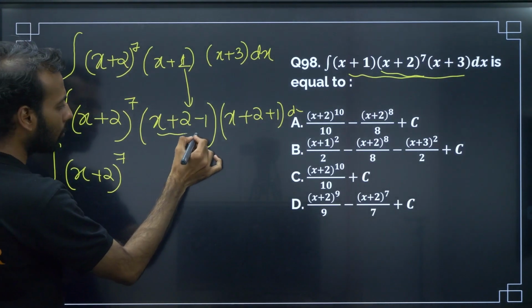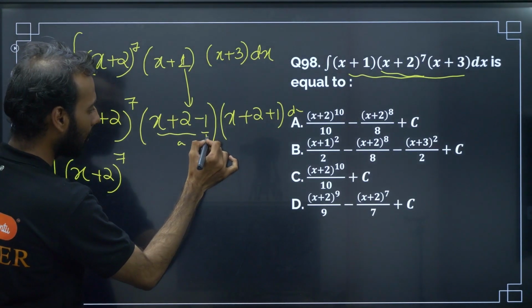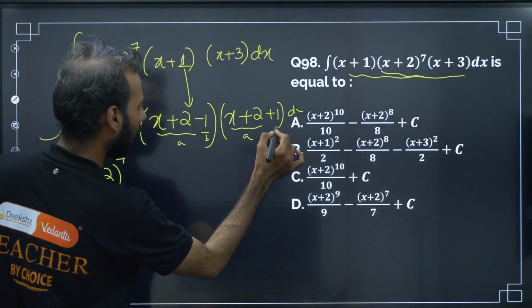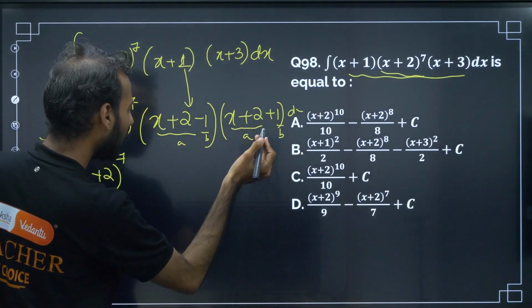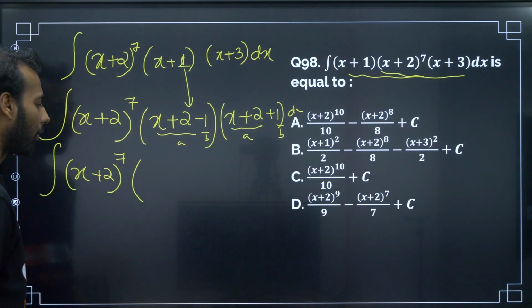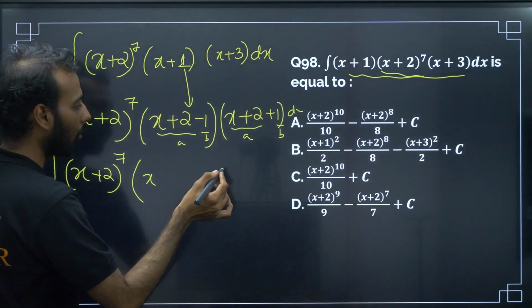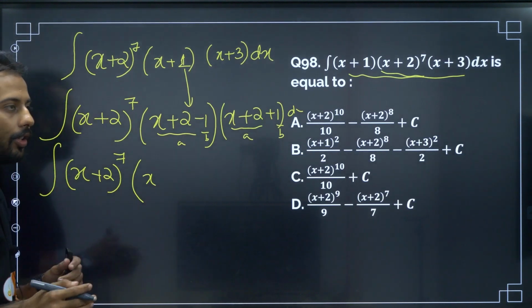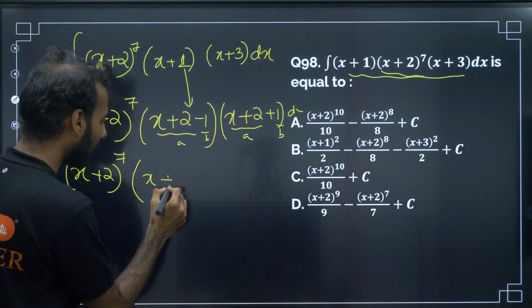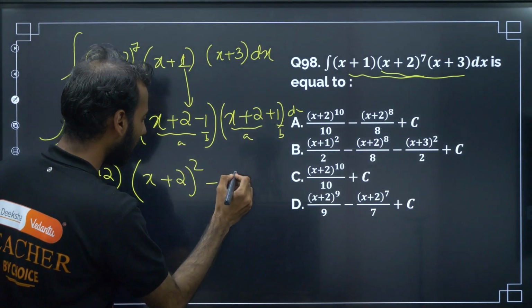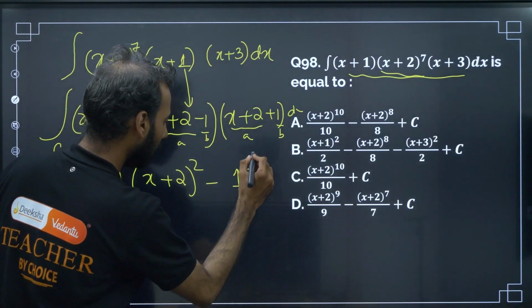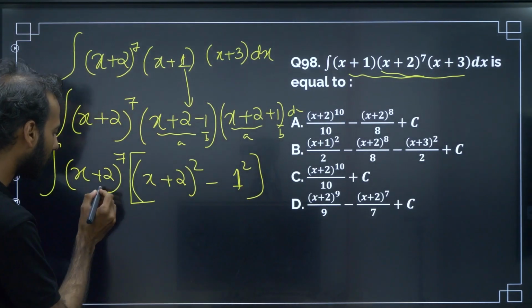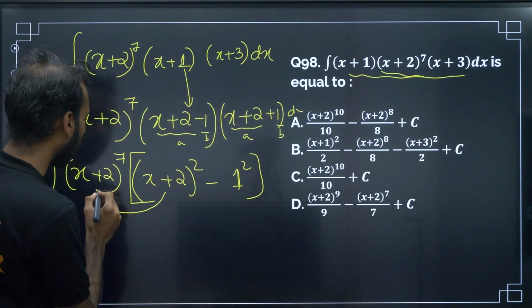So if you observe this, if I name this as b, and this I have to name a, then a minus b times a plus b is equal to a square minus b square. In your lower classes you might have studied a minus b into a plus b is a square minus b square. So this becomes x plus 2 square minus 1 square. Let me place one more bracket so that it will be clearer for me to multiply.